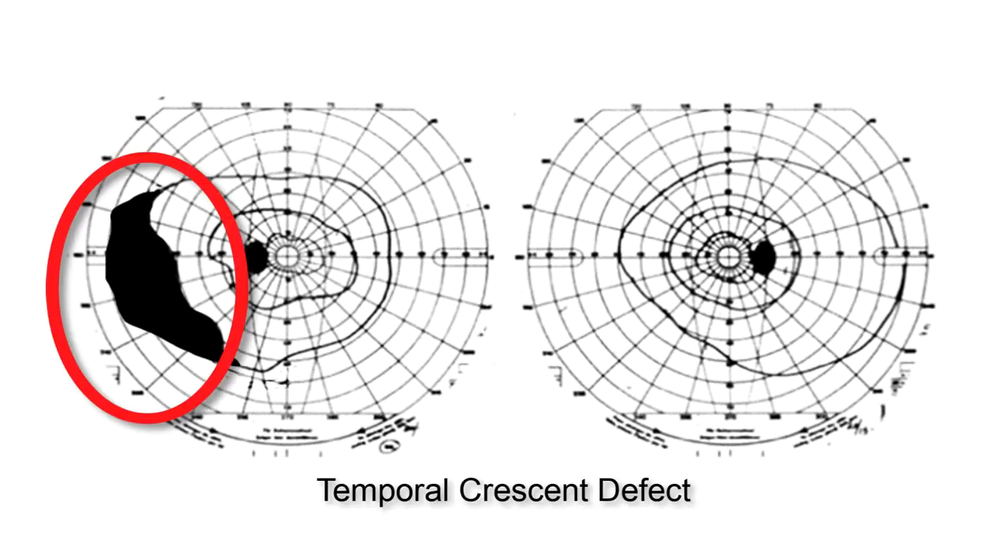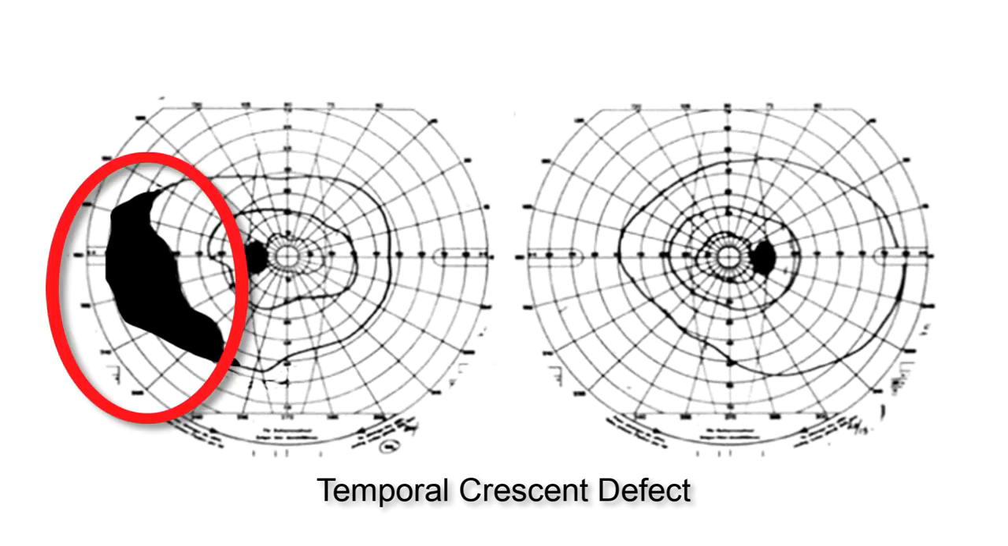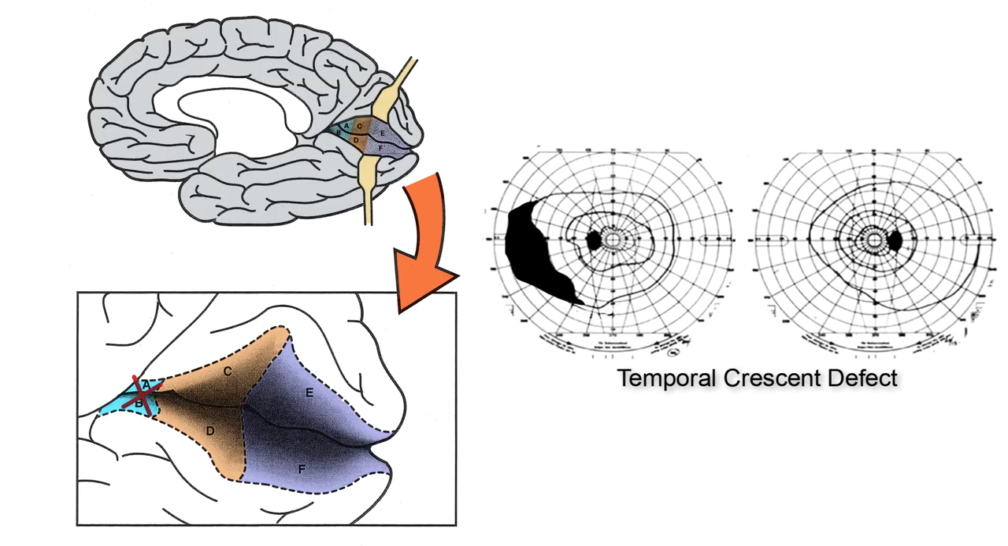Number 8. This is a temporal crescent defect. It is defined as a monocular defect that involves only the peripheral crescent of the temporal field. This pattern localizes the lesion to the far anterior visual cortex. This is a rare defect and is probably most often caused by stroke.